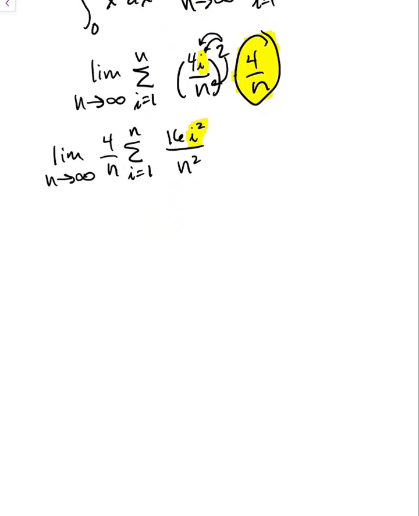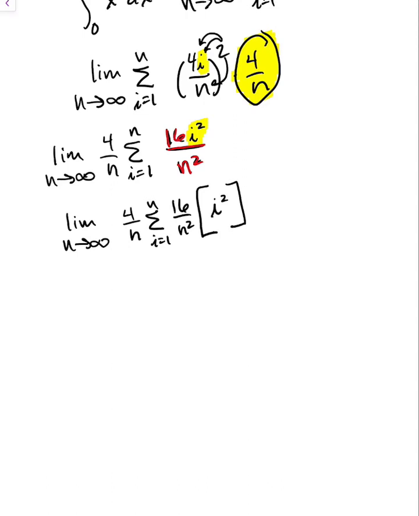So from here, what do I want to do? Remember that I want to get that i squared by itself. So I can actually put my focus on the 16 divided by n squared, and then factor that out also, right? So my new limit as n approaches infinity will be 4 over n, sigma i equals 1 to n, and I'm going to have 16 over n squared, and then by itself I will have the i squared. You see how I did that?